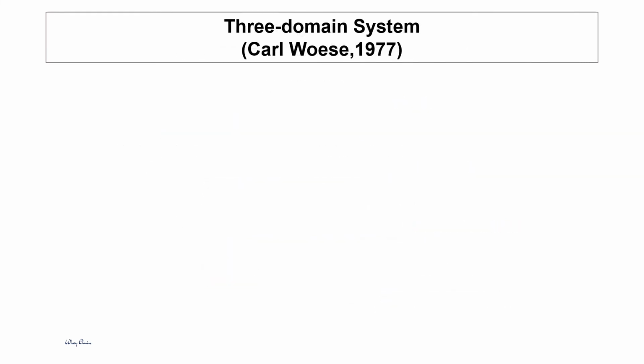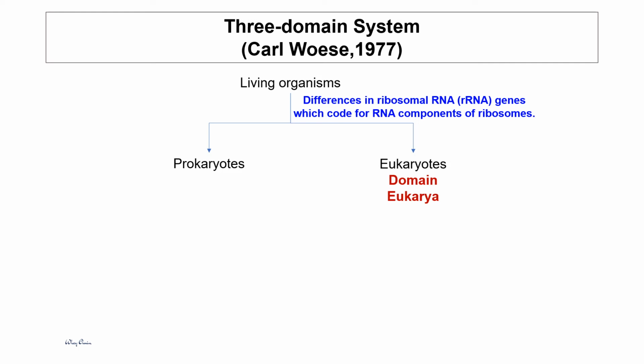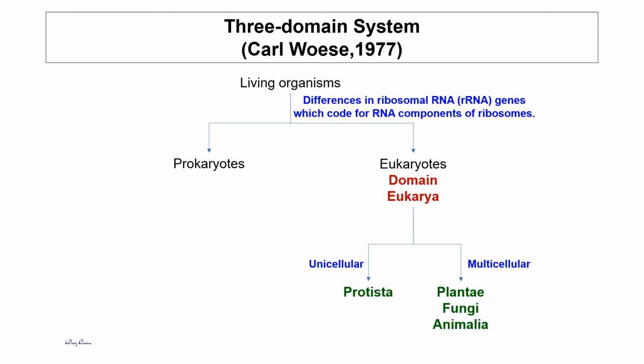The 3-domain system was proposed by Carl Woese in 1977, who classified living organisms based on the difference in ribosomal RNA genes, or rRNA genes, which code for RNA components of the organelle's ribosomes. Based on this difference in the ribosomes, we can divide living things into prokaryotes and eukaryotes. All eukaryotes will be grouped under domain Eukarya, and domain Eukarya consists of more than one kingdom. If the eukaryotes consist of unicellular organisms, all of them will be grouped under kingdom Protista, and the multicellular eukaryotes will be grouped under the kingdoms Plantae, Fungi, and Animalia based on other unique characteristics.